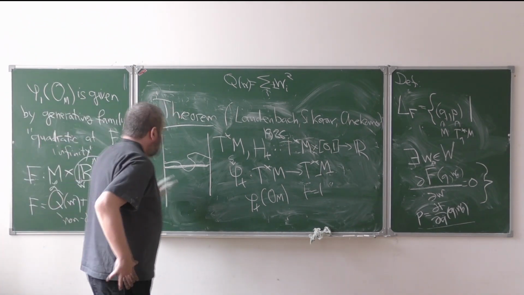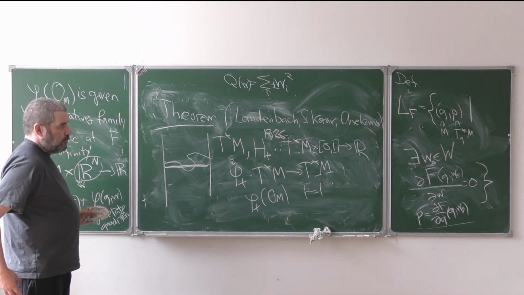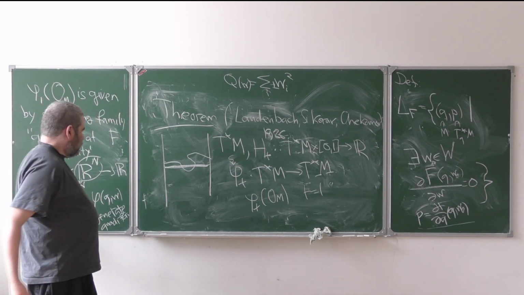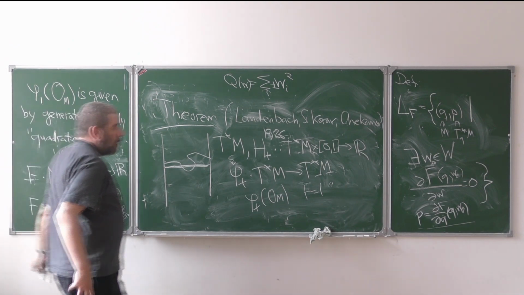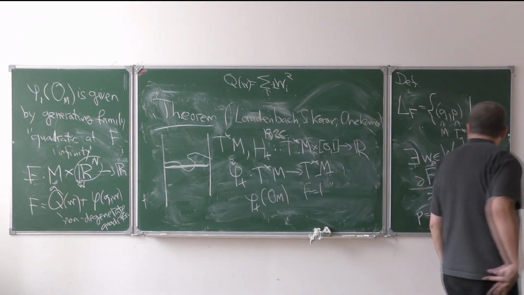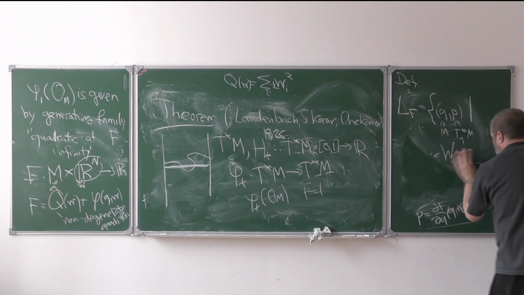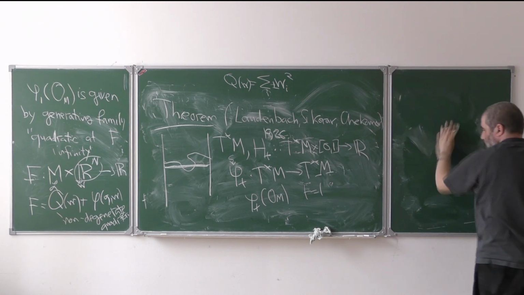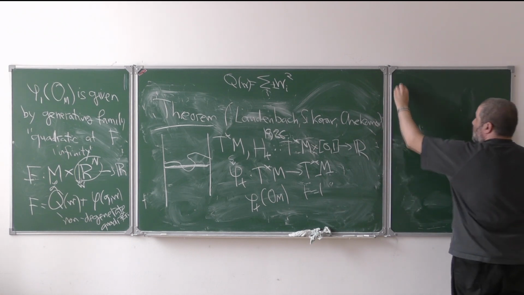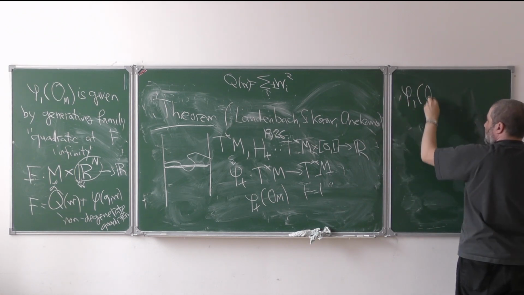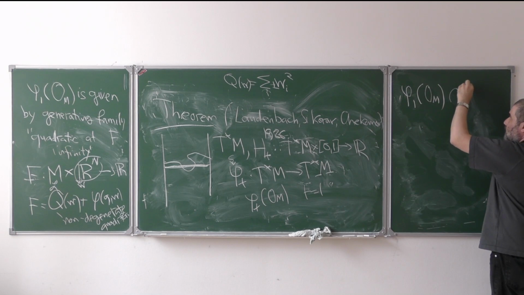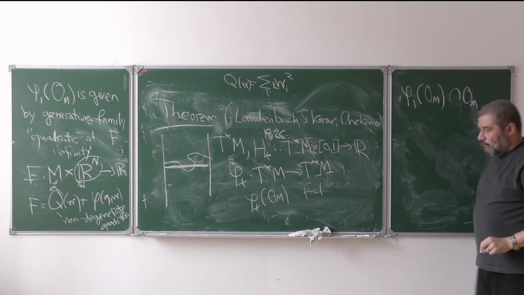So, and how is it connected to the Arnold conjecture? I need to erase some. Okay. So consider an intersection of that Lagrangian manifold with the initial zero section. What is that?